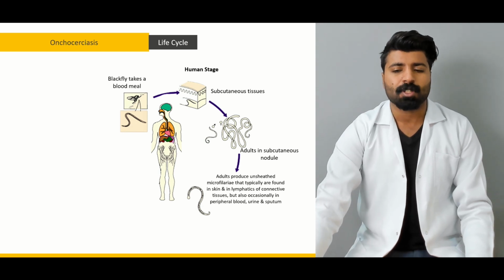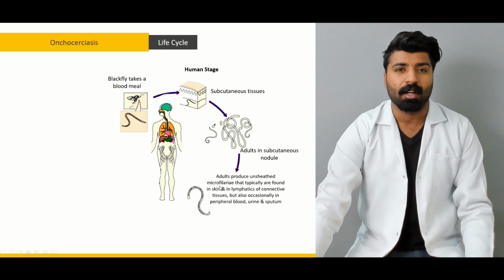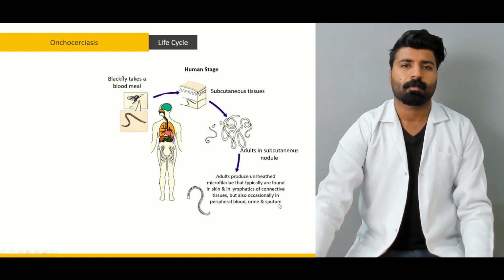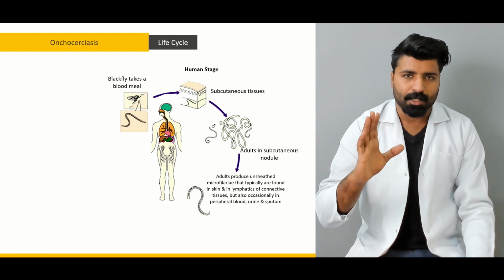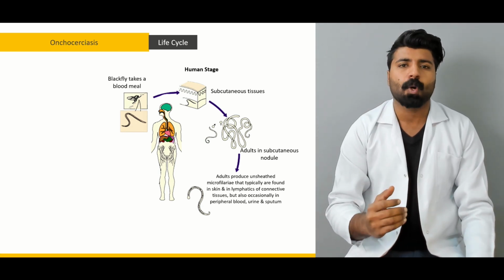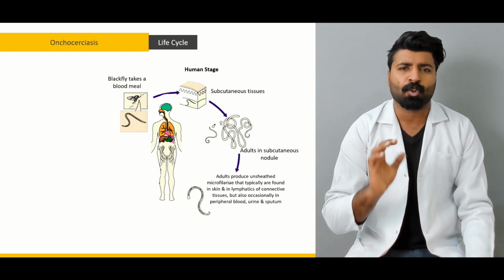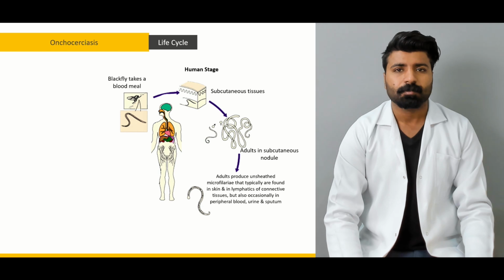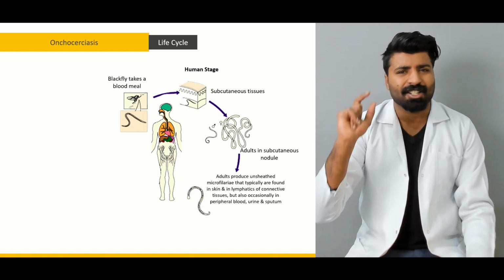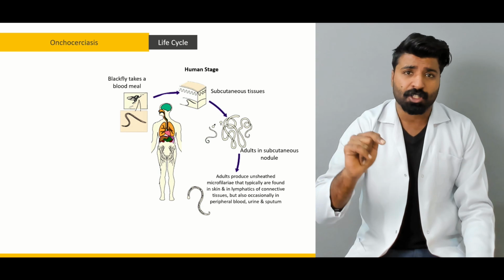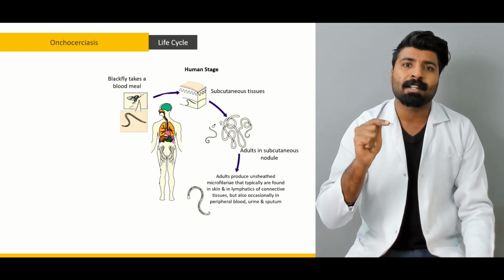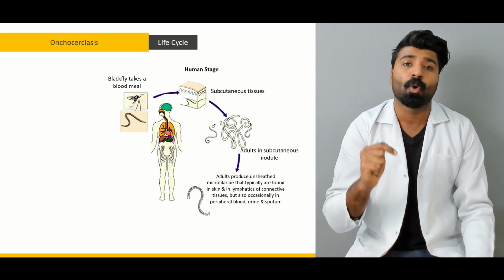Then these adults produce unsheathed microfilariae that typically are found in skin and in lymphatics of connective tissue, but also occasionally in peripheral blood, urine, and sputum. Now, those adults, basically female adults, are going to reproduce. They are going to give off thousands of microfilariae overnight. Now those microfilariae can stay there. They can go to the skin, they can go to the tissues, and in some cases they're going to go into what? They're going to go into the blood.